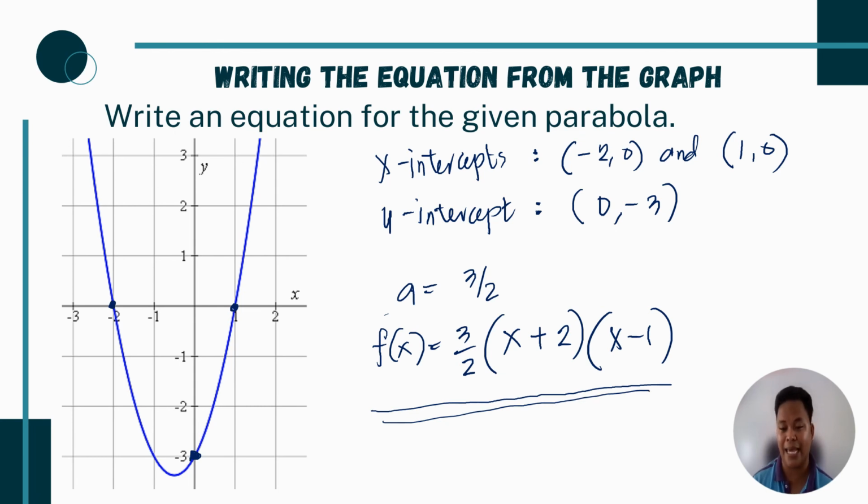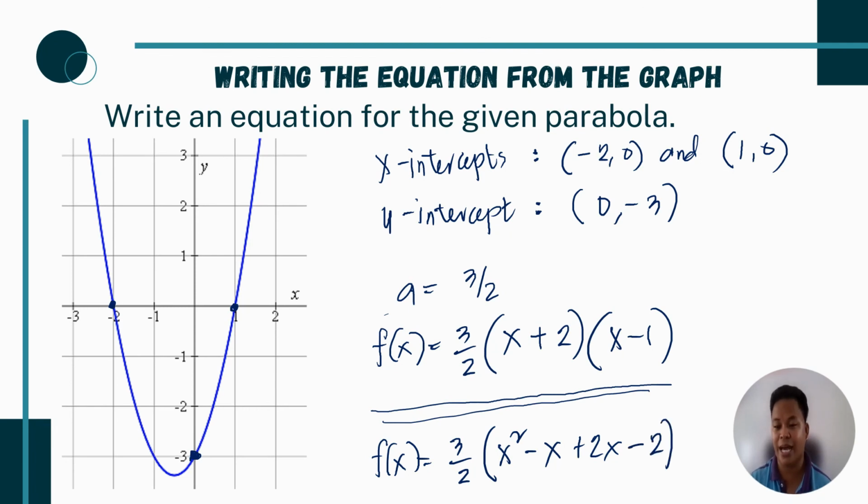You can multiply this po to convert this equation into the general form. So let us try po. F of x is equal to 3 over 2. X times x is x squared. X times negative 1 is negative x. 2 times x is positive 2x. 2 times negative 1 is negative 2.